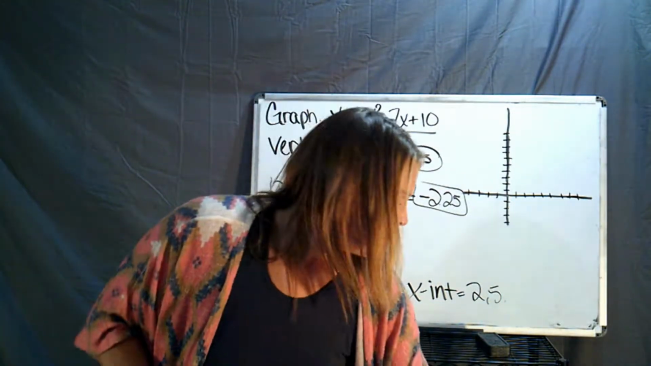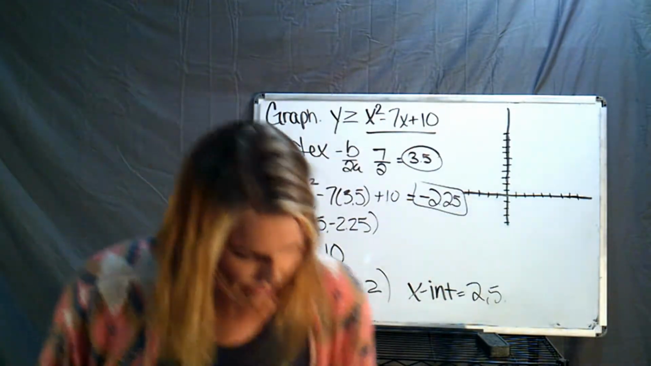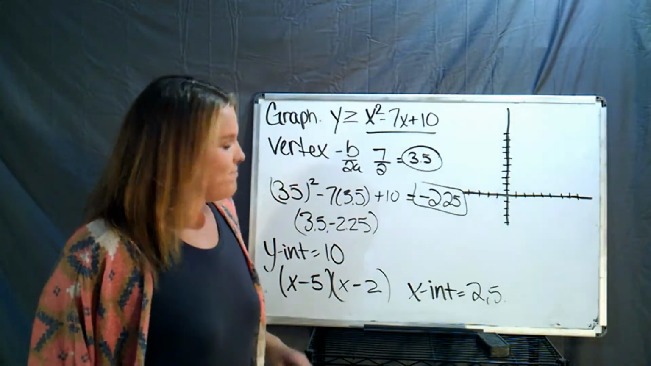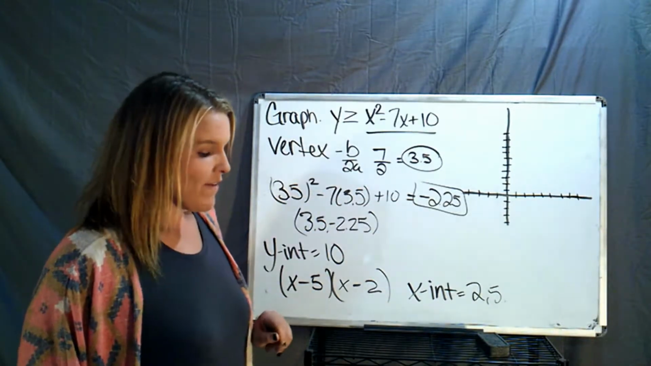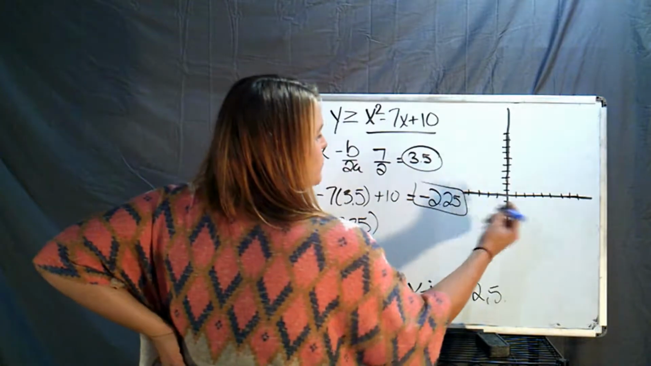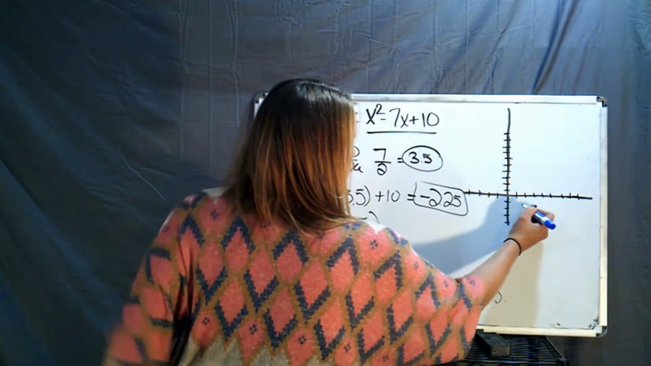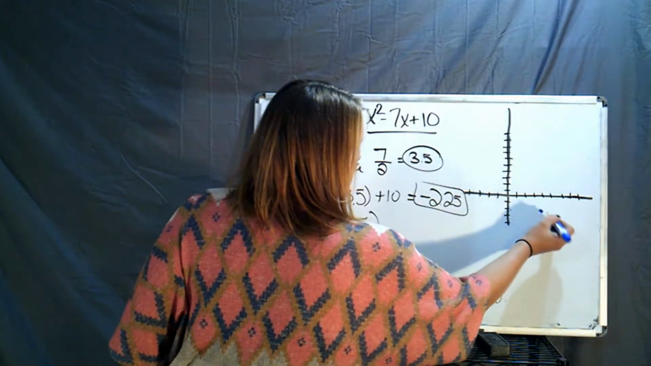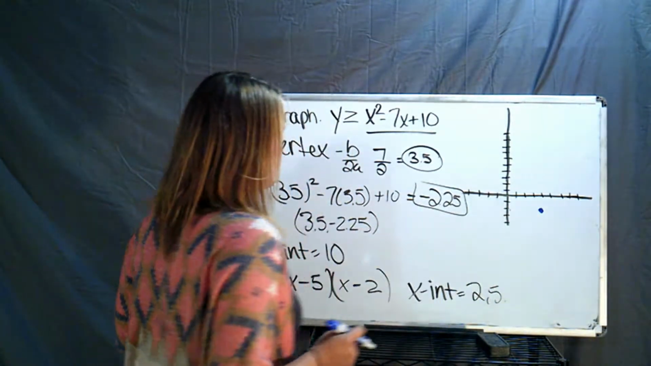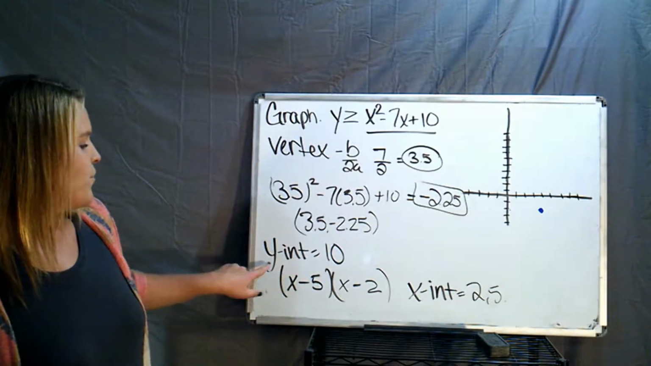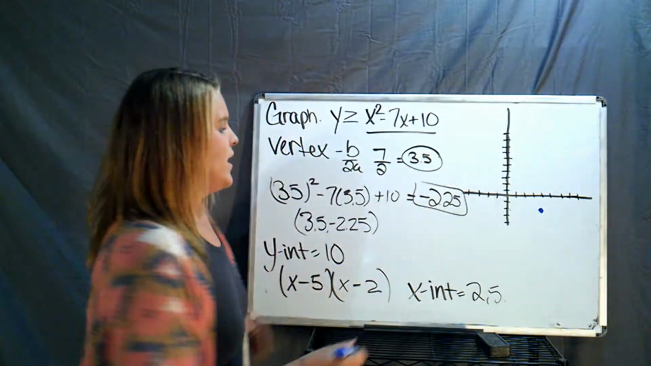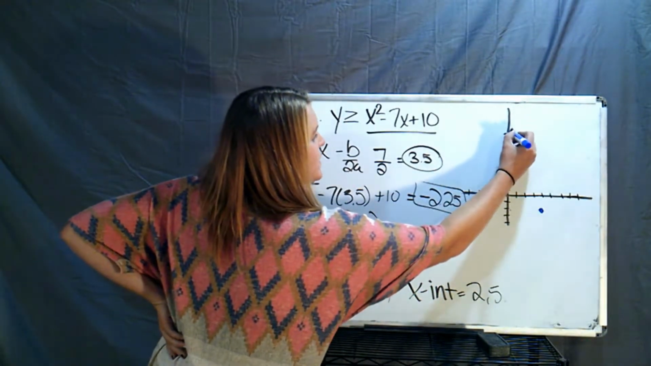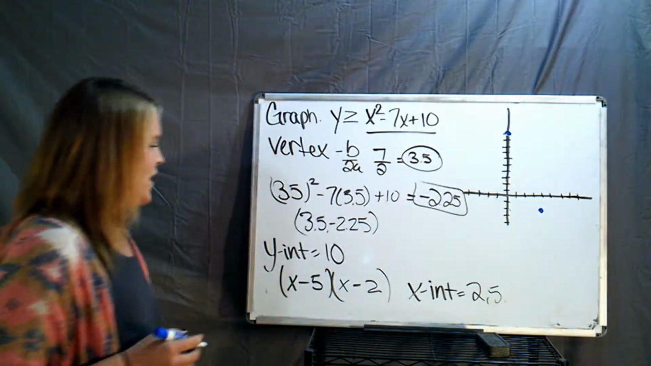So let's do that. And don't mind my wonderful looking graph over here. That's my marker. So I'm going to graph my vertex first: 3.5 and negative 2.25. So 1, 2, 3, 5. Okay, so there's my vertex. And then I'm going to put in my y-intercept on my y-axis, and my y-intercept is all the way at 10. 1, 2, 3, 4, 5, 6, 7, 8, 9, 10. Perfect. I'm going to plot that point.